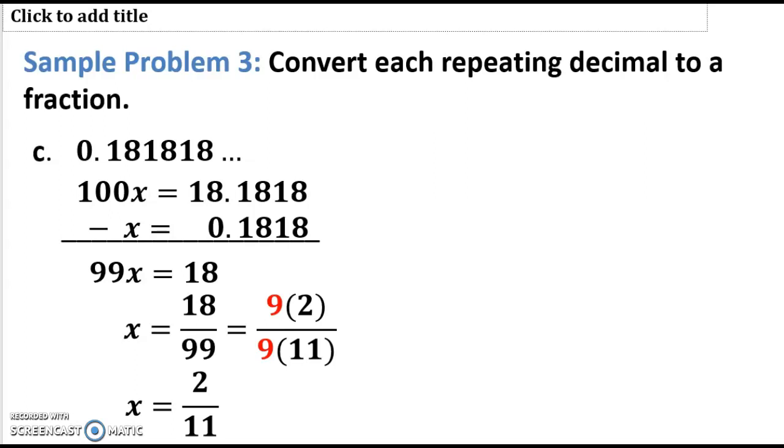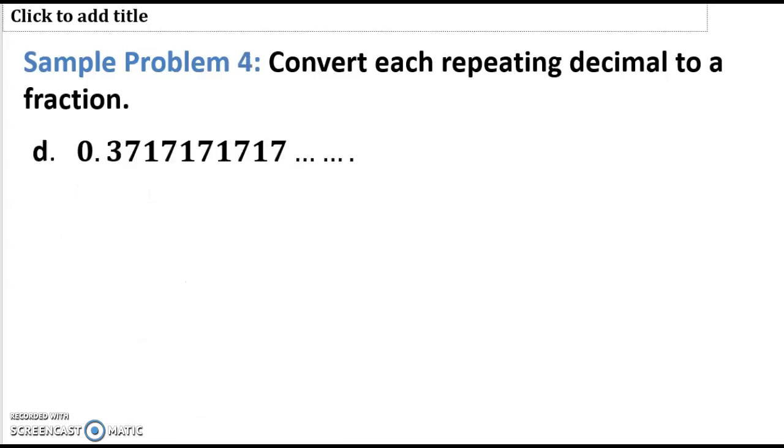And then again, you have to reduce. Think about taking out a common factor, which in this case is 9. So I get 2/11. Now, I've got one more. Let's have you try it again before I show you the answer. So make x that. Now, what are you going to do?